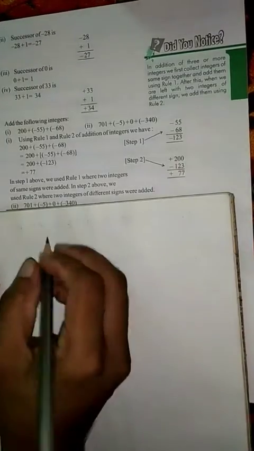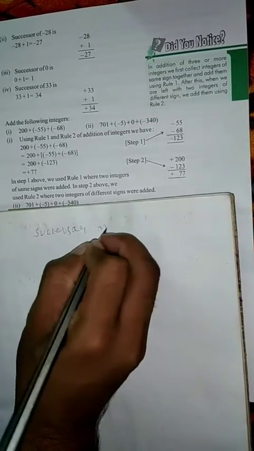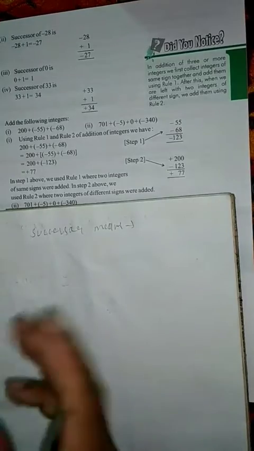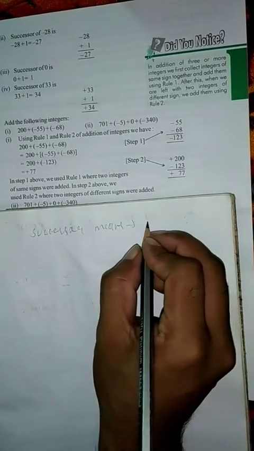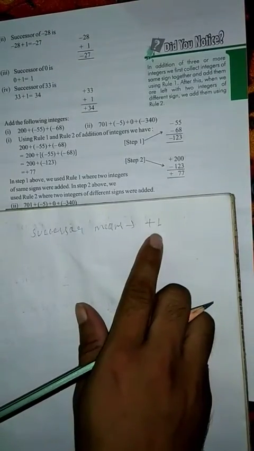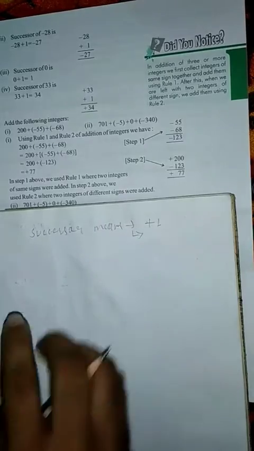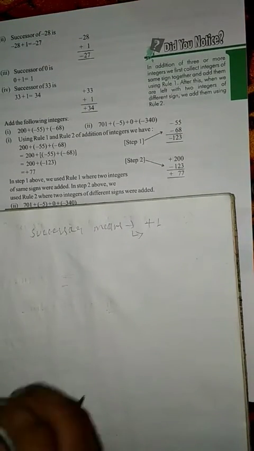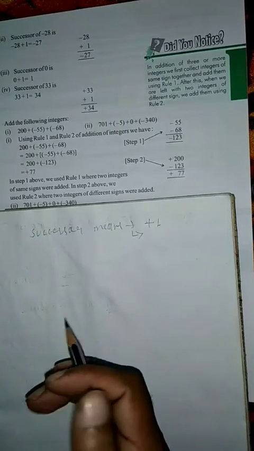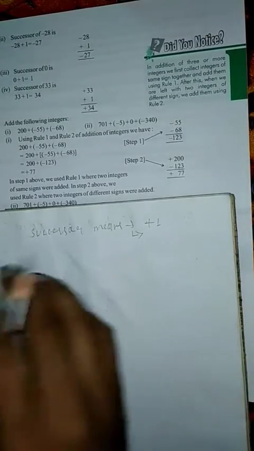So here successor means we have to write the next number. How do we find the next number? Simple, we add +1 to the given number, and the value is converted to its successor form. And how do we find the predecessor? Simple, we subtract one from the given number.